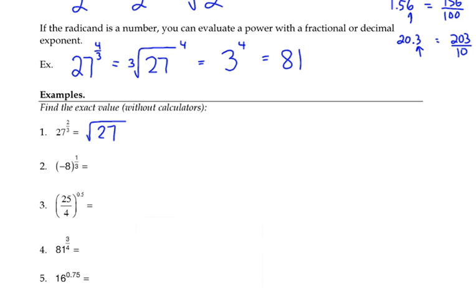Okay, so who's the root? 3. The power is 2. Okay, cubic root of 27, so always do the root first because you can make it a smaller number. Cubic root is 3, and then square that is 9. Okay, so once we change it to a radical, you can easily evaluate it.